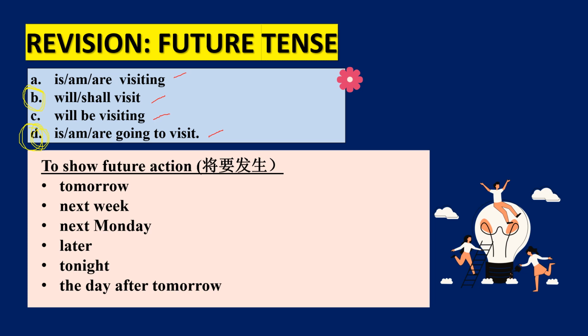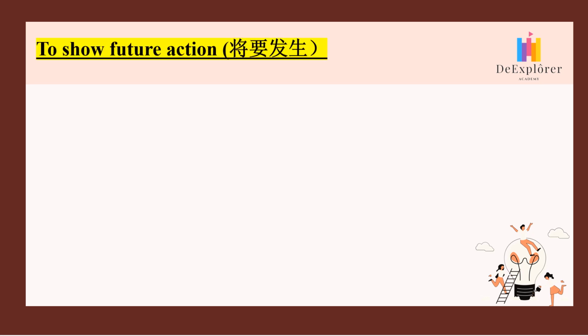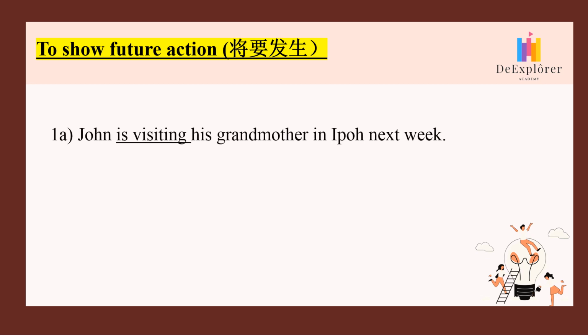B 跟 D 是最普遍，我们通常都会用的，就是 will shall visit or is am going to visit. Okay, so this is what we talk about future tense. So again here, I want to show you the example. So show future action. So let's see.